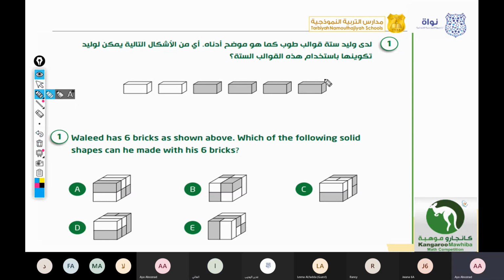Again, Walid has 6 bricks. He will make them as a solid, but only one of these 5 is true. The others are false. Which one of them is true? A or B or C or D or E? Just try by yourself. You have 2 white and 4 gray. So which one of them is the true one?